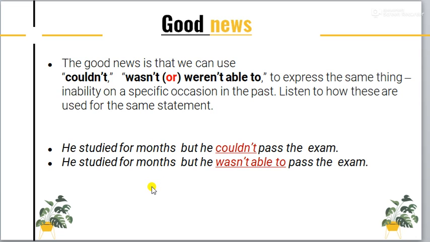Here, you can notice that there is no difference between them. There is no difference between using couldn't or wasn't able to express inability in the past. So of course it's easier.